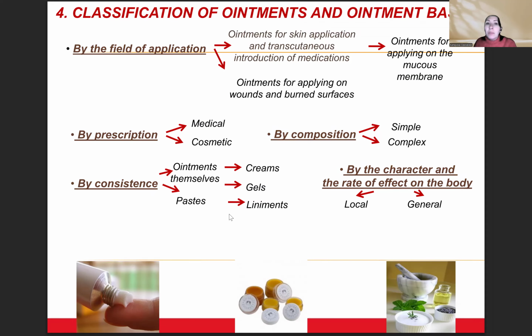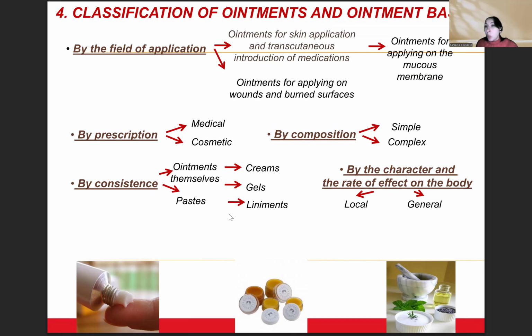By prescription, they can be medical and cosmetic, all kinds of creams and gels. This is also ointments, cosmetic, and of course, medical traditional one. By composition, simple and complex. When you have just one ingredient, it is simple ointment. When you have two and more, it is complex ointment. By consistency, these are ointments themselves, pastes like toothpaste. Toothpaste is also a kind of an ointment. Creams, gels, and liniments.